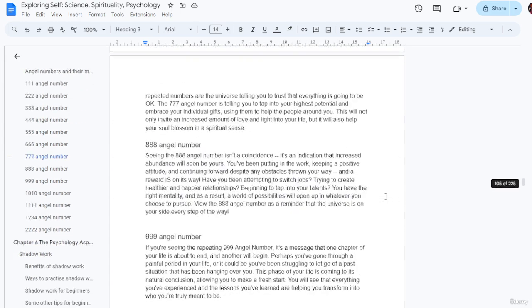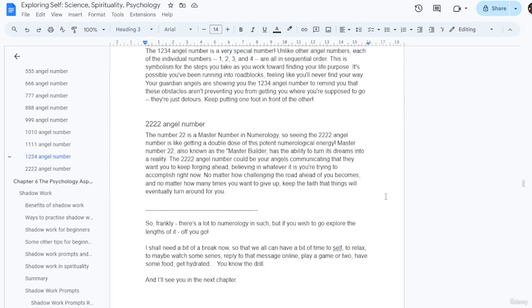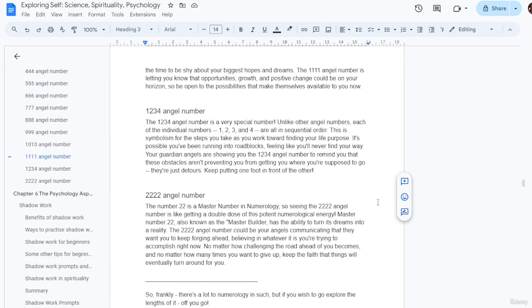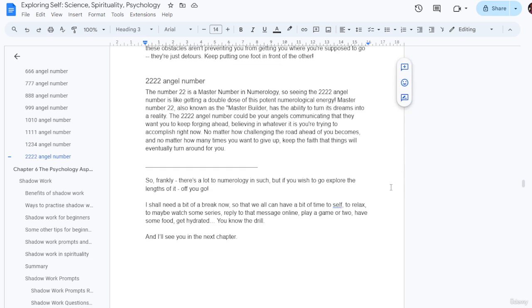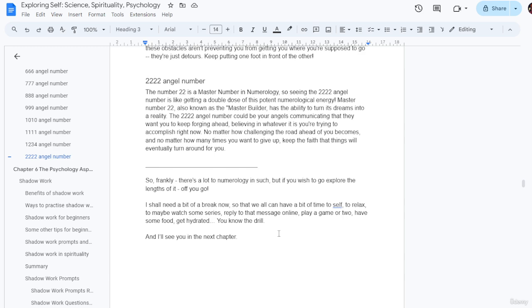So here we go with these angel numbers and what they could mean. Anything from the positive stuff to, I wouldn't say negative stuff, but the connotations that you should learn a lesson and maybe look at things from another point of view, which is what they mainly stand for. Frankly, there's a lot to numerology, but if you wish to explore the length of it, off you go. I shall need a bit of a break now. See you in the next chapter.